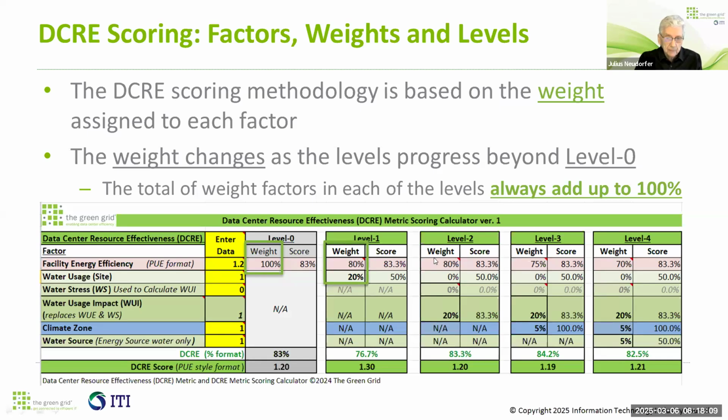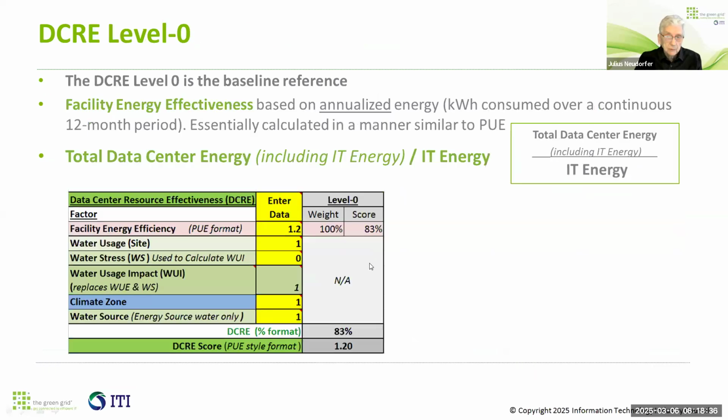Once I get to level 2, now my weight has not been reduced because it's the same. As you can see here, 20% here and 20% here is carried through. At level 3, we've now kicked in another 5% for climate zone, so my energy weight is down to 75%. And finally, the energy weight alone is worth only 70% because I've added the source water. So this is really the heart of the metric, this balance of reducing the relative values of them to show that energy alone is not the only thing that's going to play out in this.